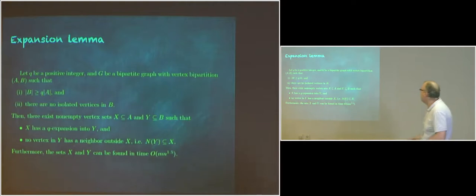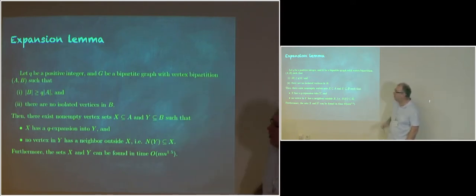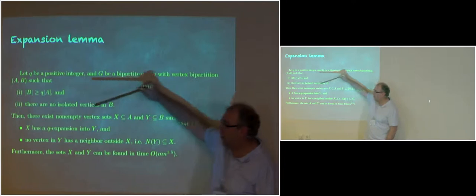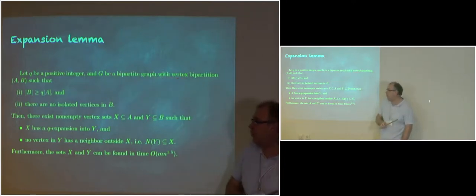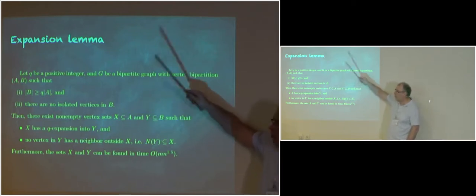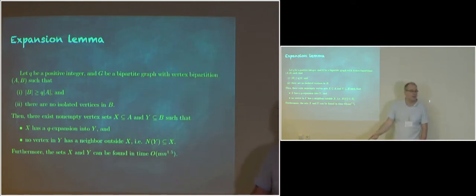And the tool which I will be using for kernelization is the following expansion lemma. The formal statement: if I have a bipartite graph with bipartition A and B, and Q is an integer, and this satisfies the conditions of the expansion, so the size of B is at least Q times the size of A, and B doesn't have isolated vertices, then I can always find vertex sets X and Y such that X has a Q expansion into Y. And there is a polynomial time algorithm for this.